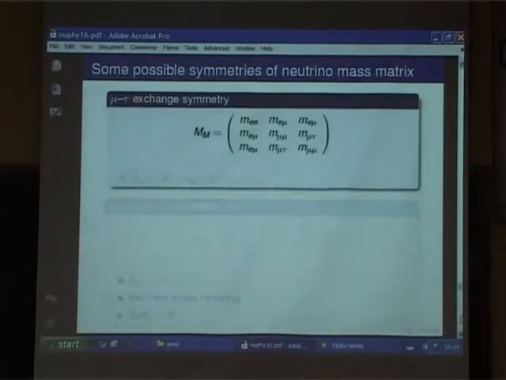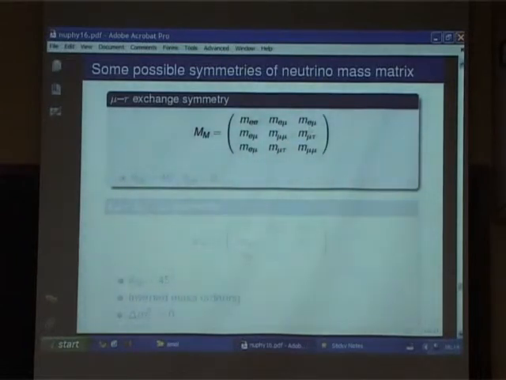So before leaving, I'll give you two simple symmetries. This was the symmetry we talked about: mu tau exchange, which means that if I replace mu by tau, the matrix does not change. It's a guess, a good guess. And the question is, does the guess agree with whatever we have?